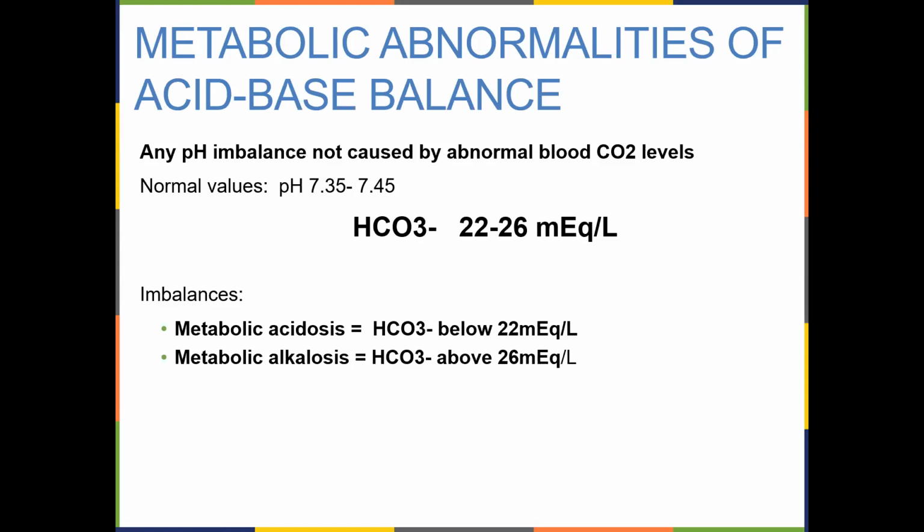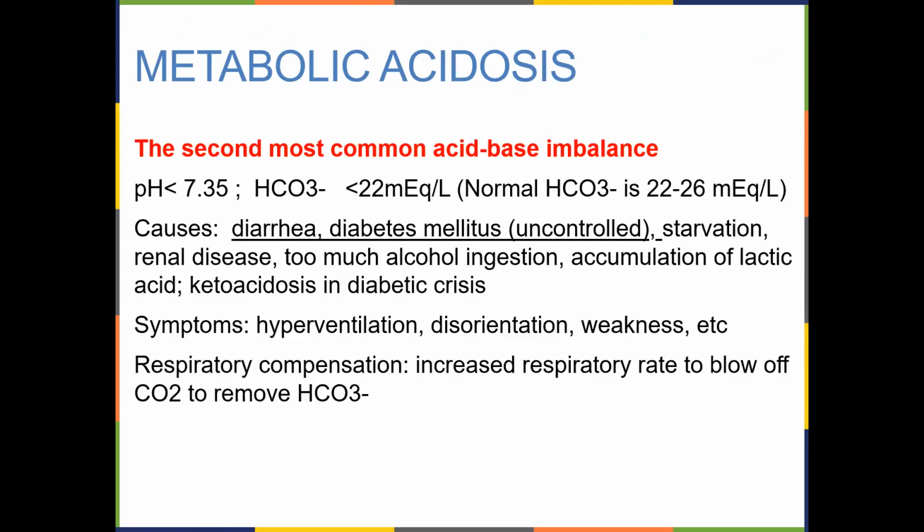So right away, with a little bit of blood work, you know the pH and you know the CO2 levels. Right away you can tell: is it respiratory? Is it metabolic? And that tells you how you're going to treat it. So, metabolic acidosis, the number two most common acid-base issue.